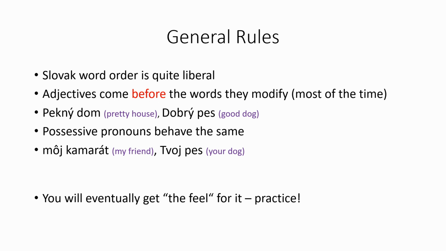Possessive pronouns behave the same, so môj kamarát, my friend, and tvoj pes, your dog. The possessive pronouns are in front of the words. And just a little note to the end, you will eventually get the feel for it. Just practice. This video should serve as a tool for you to practice. So yeah, get in there, practice with the words you know.